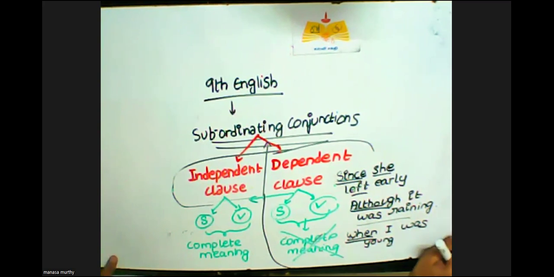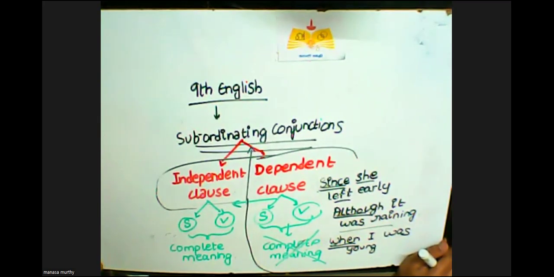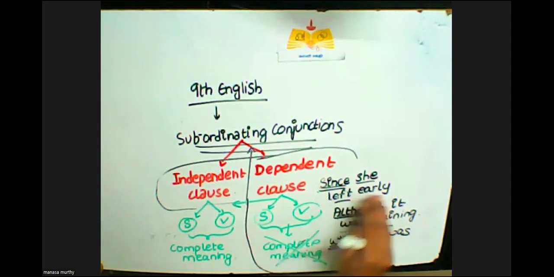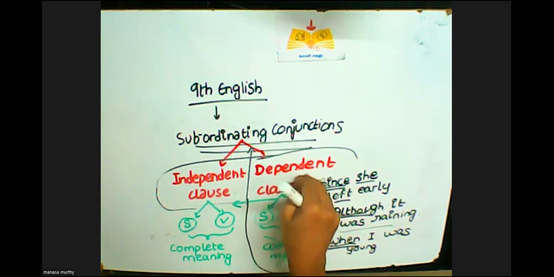But the sentence, is it having another sentence? No. It is half complete. It is totally dependent upon this independent clause. So these sentences are categorized as independent clauses.